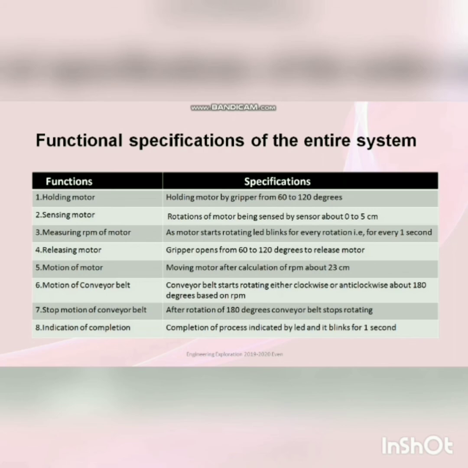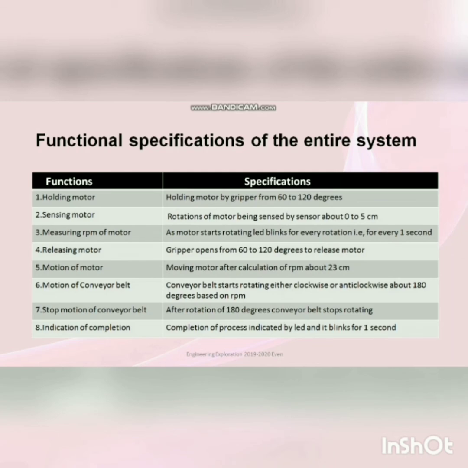Fourth one is releasing the motor. After calculation of the RPM, the gripper opens from 60 to 120 degrees to release the motor. Fifth one is motion of the motor. Moving the motor after calculation of the RPM is about 23 cm. Sixth one is motion of the conveyor belt. The conveyor belt starts rotating either clockwise or anti-clockwise about 180 degrees based on the RPM.